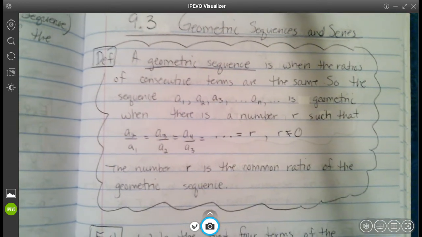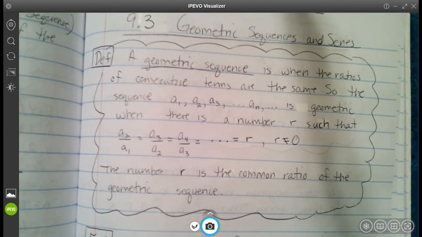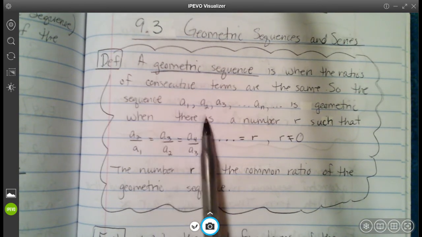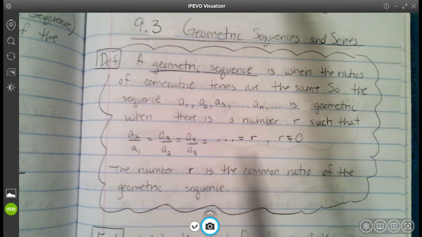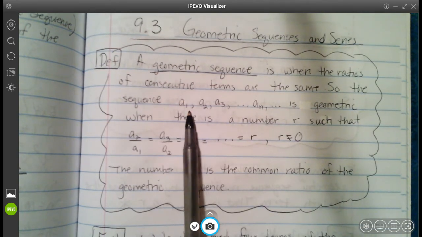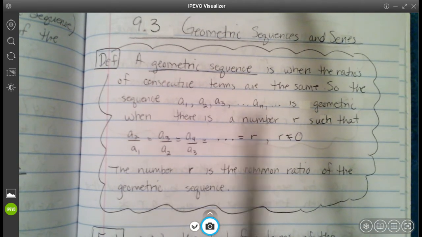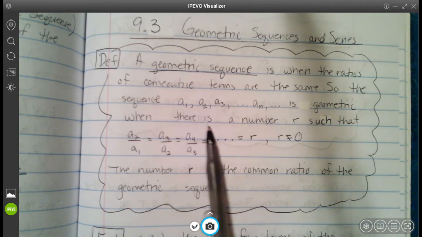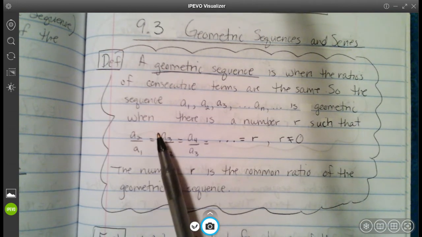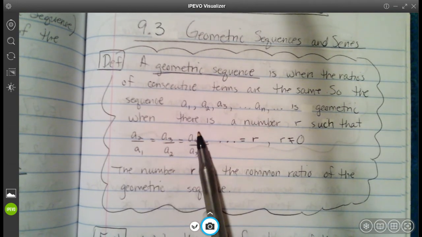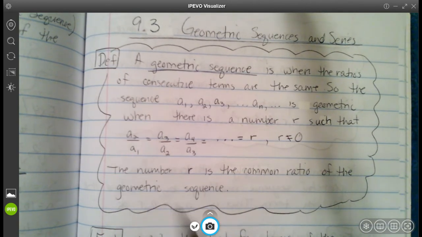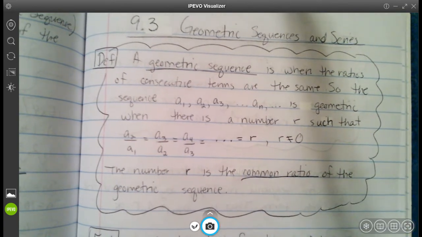So formally, here is the definition. A geometric sequence is when the ratios of consecutive terms are the same. So if you divide one term by the other in that order, you should get the same thing, basically. Okay, so we have a sequence a sub 1 through a sub n and so forth. It's considered geometric when there's a number r, such that if you divide the second term by the first term, it's the same as if you divided the third term by the second, fourth by the third, and so forth, to give us that common ratio, okay? The number r is the common ratio of the geometric sequence.